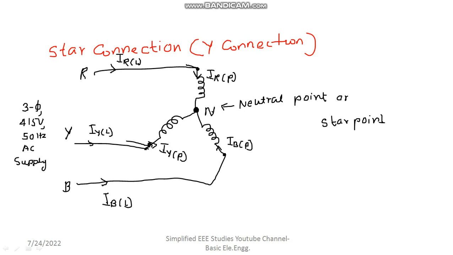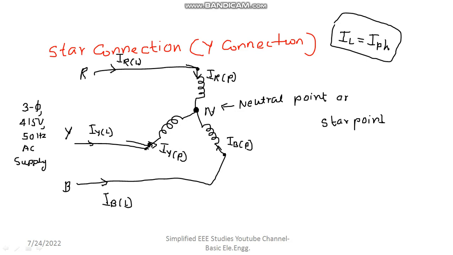From this, what conclusion can you make? In case of star connection, it is now very clear that the line current is always equal to the phase current. Put it as a separate note: IL is equal to I phase. IRL is equal to IRP. What does it mean? Line current will always be equal to phase current. Please note this point down.